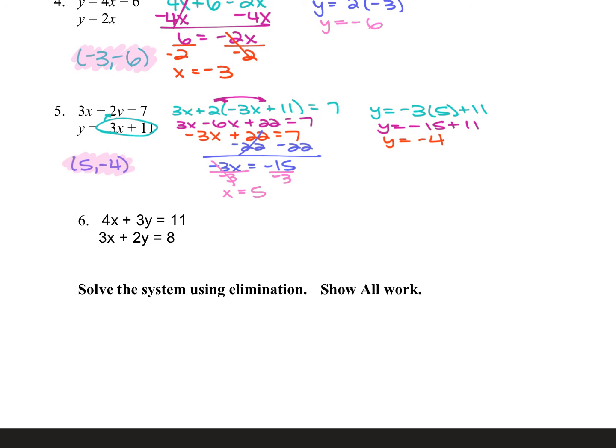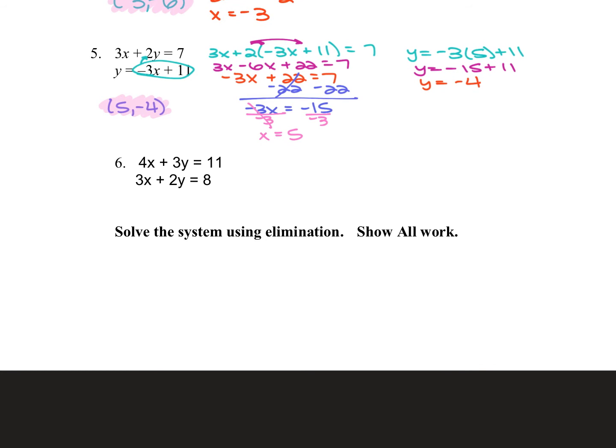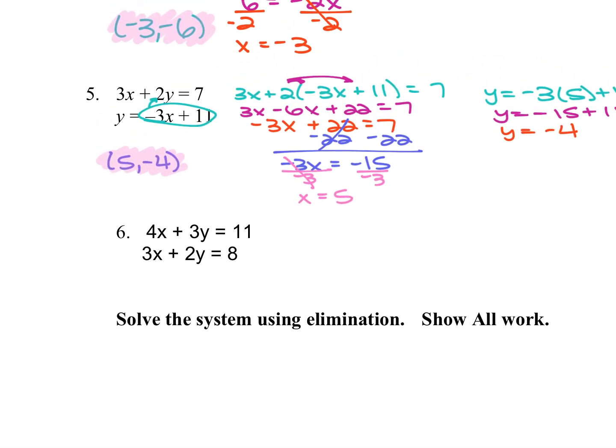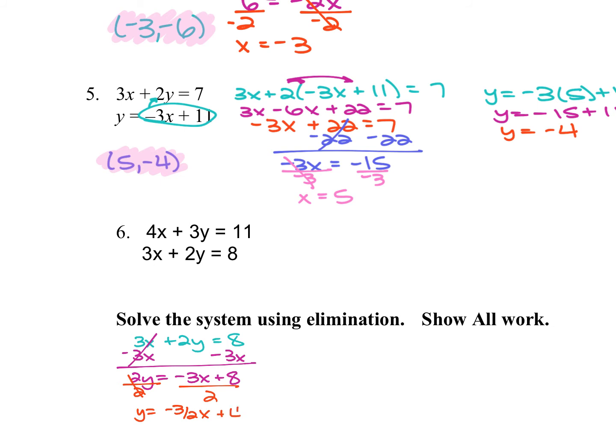For number 6, you have 4x plus 3y is equal to 11, and 3x plus 2y is equal to 8. For this one, I'm going to move down below the instructions for the next section, and do this one out. I would take the bottom equation, that 3x plus 2y is equal to 8, and solve it for the y. By doing so, I would subtract the 3x from both sides. That would give us 2y is equal to negative 3x plus 8. And then divide each side by the 2 to get y is equal to negative 3 over 2x plus 4.